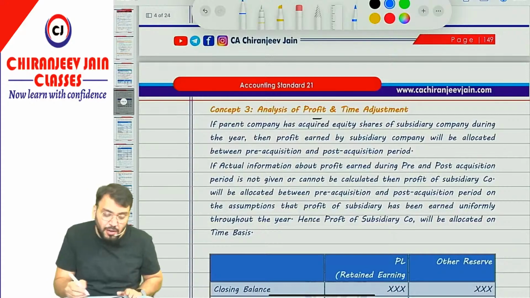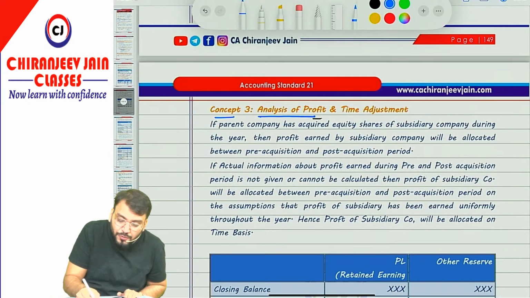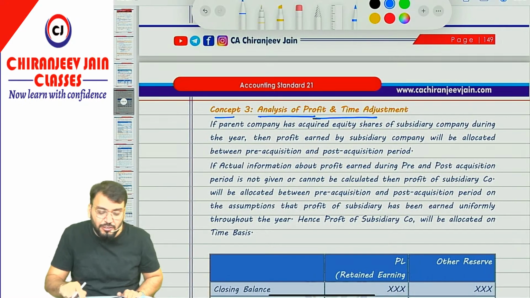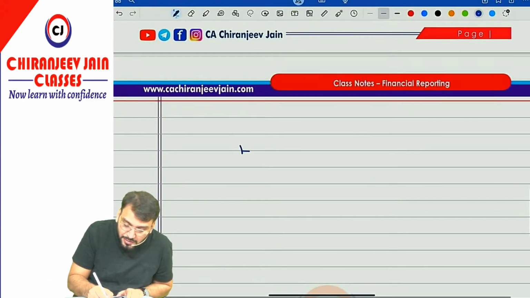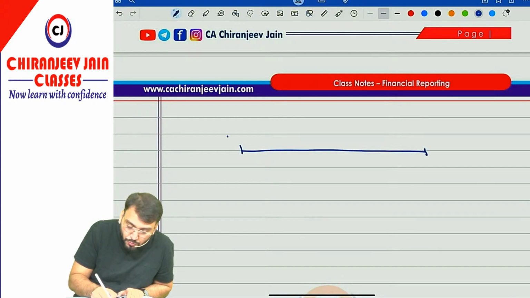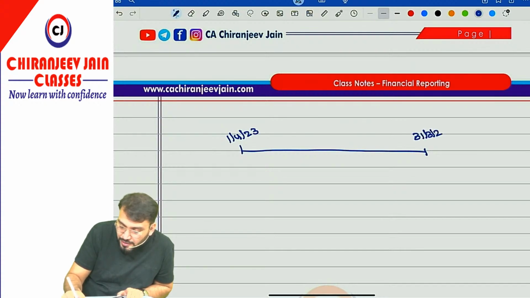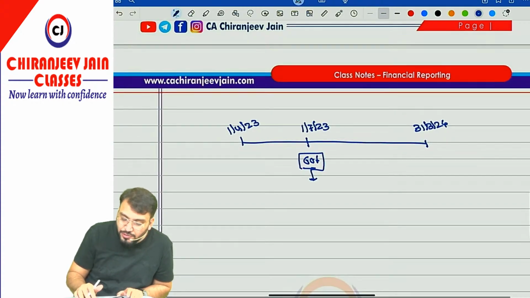Now, the third point, concept number 3, is analysis of profit and time adjustment. Now just try to understand. Suppose shares are acquired, let me take one example. Suppose 1/4/2023 is given and this is 31st March 2024, and the shares were acquired on 1 July 2023. Suppose 60% shares were acquired on this date.